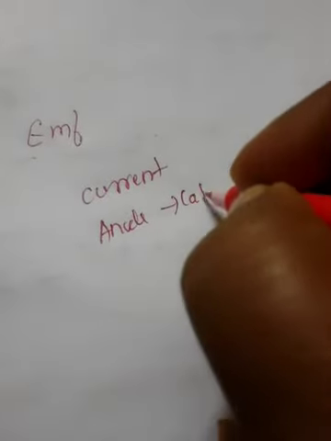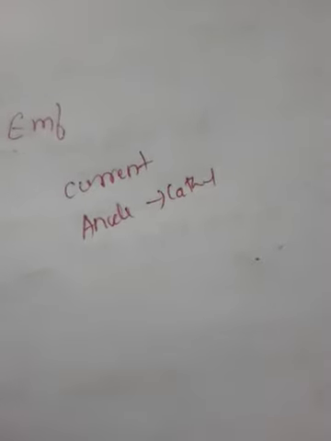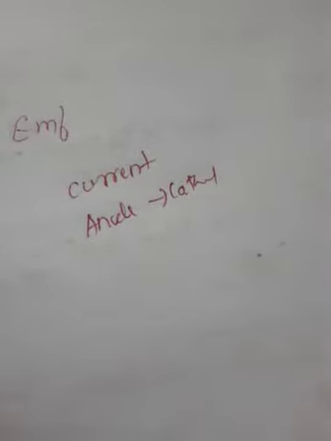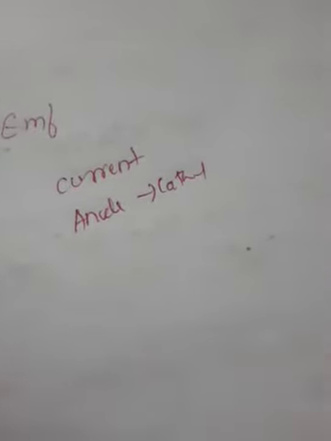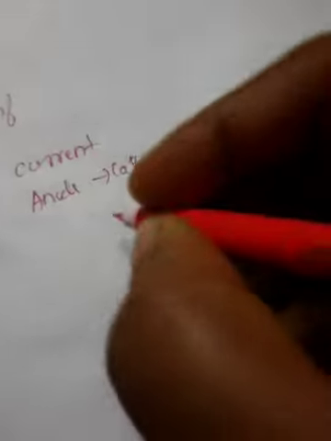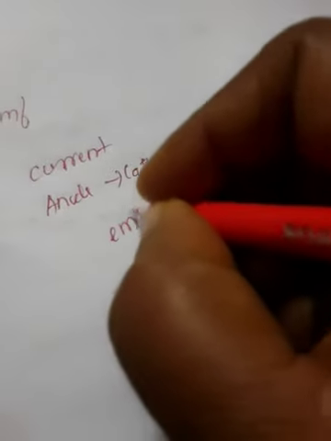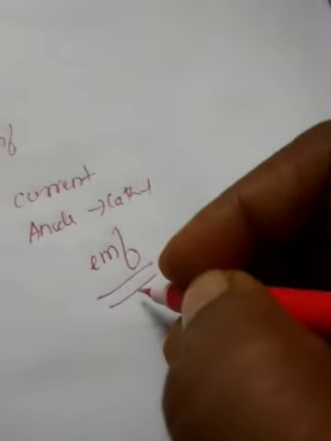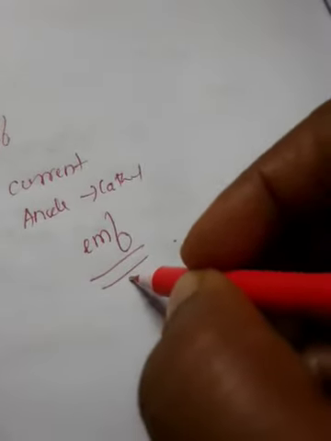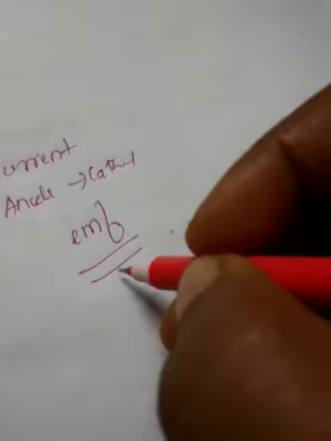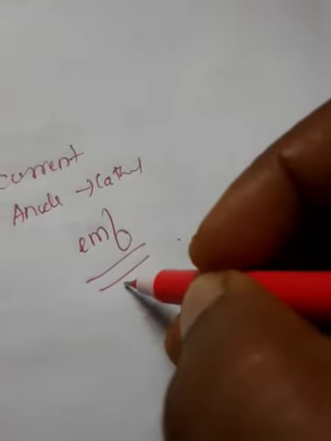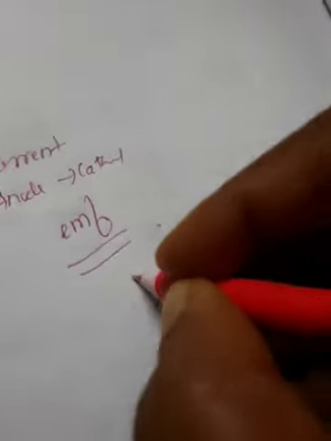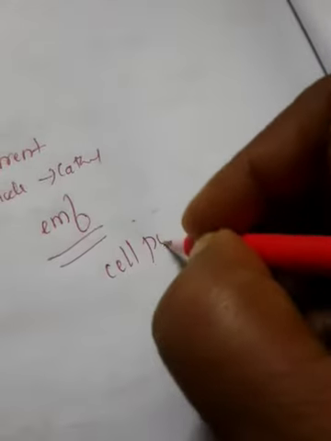So the force that pushes the electrons away from the anode and pulls them towards the cathode is called electromotive force, that is EMF. So what is EMF? The force that pushes the electrons away from the anode and pulls them towards the cathode is called the electromotive force, EMF, or cell potential.